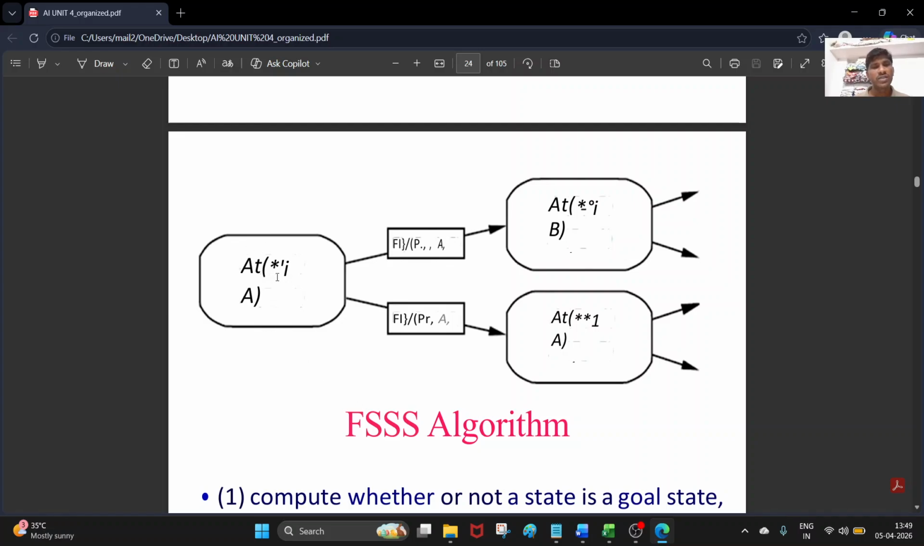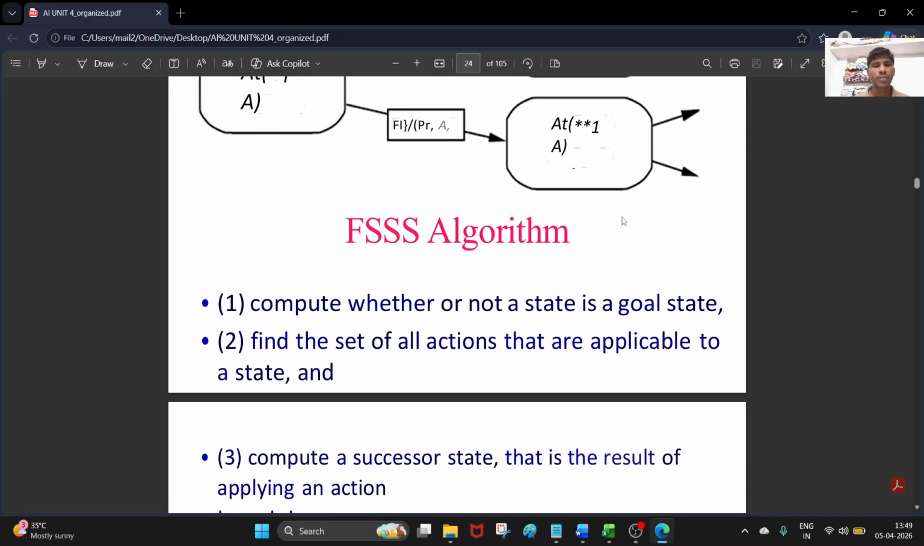So At of star of I comma a: we have to start from the start state and reach the goal state. For example, let us consider the flight problem. Here At is a flight in the airport. From that airport you have to make the flight fly and reach the particular destination. So we start from the start state, perform an action, and then move to the goal state.